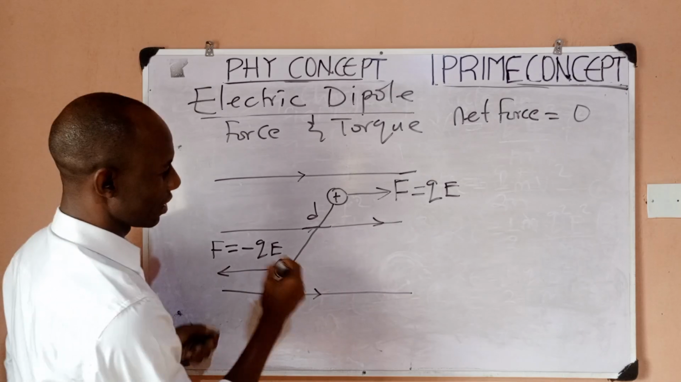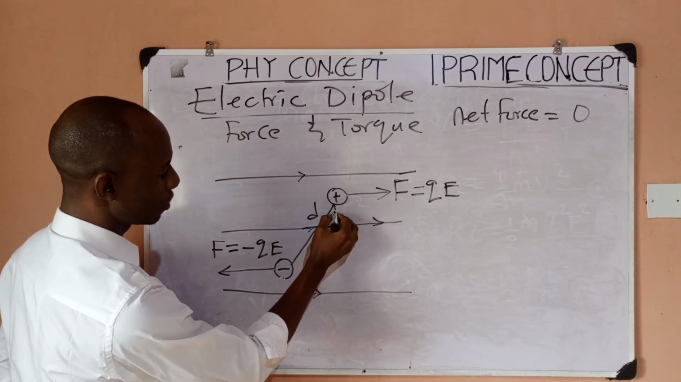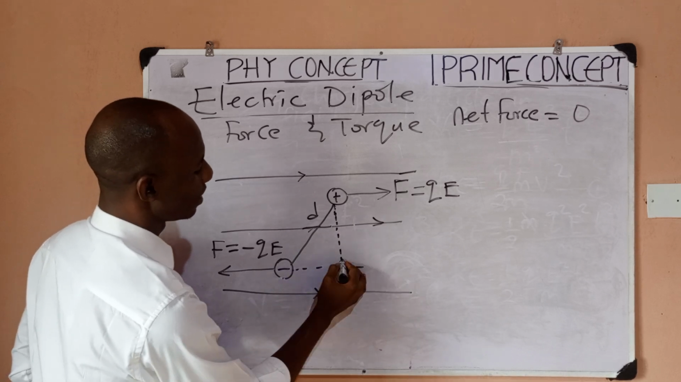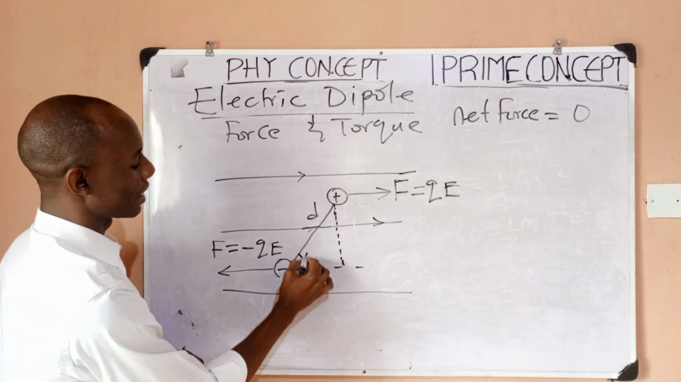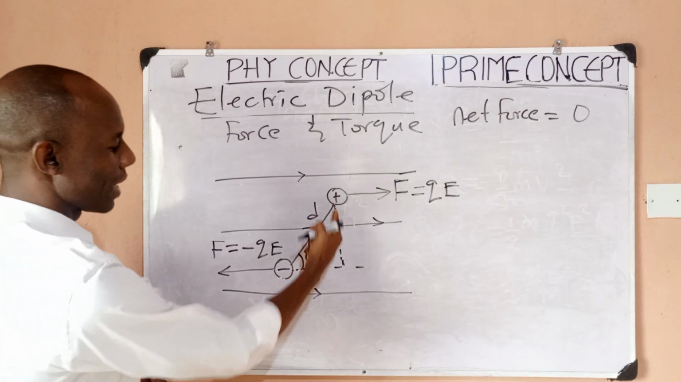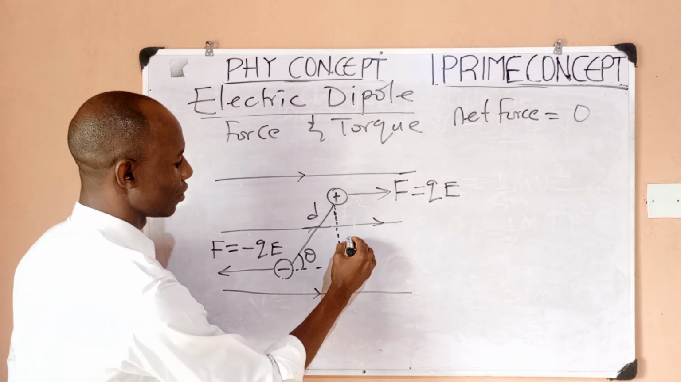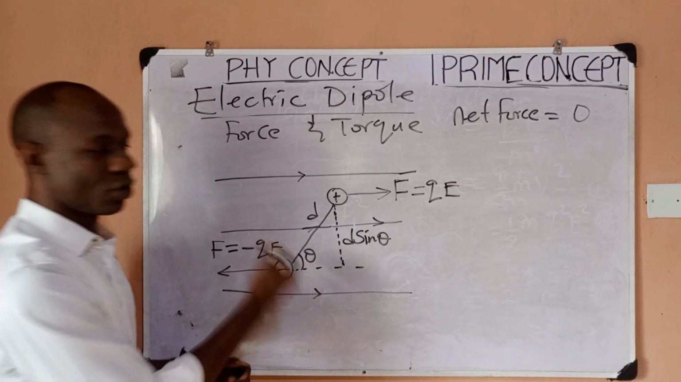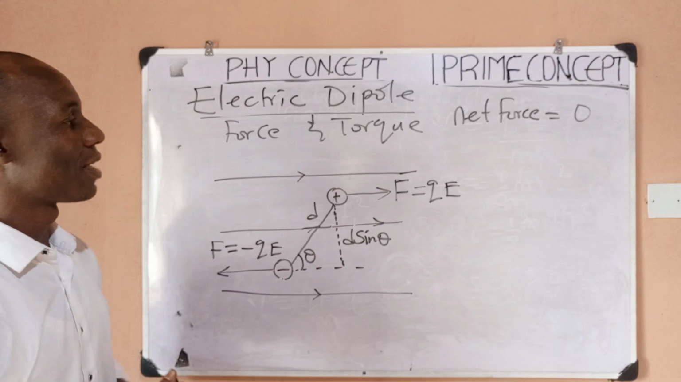Now, if I try to get the perpendicular distance, because torque is always taken with respect to a perpendicular distance, say this is inclined at an angle theta, I want to find this perpendicular distance. The perpendicular distance is going to be d sine theta. If you use your SOHCAHTOA, it's going to be d sine theta, this perpendicular distance, right?